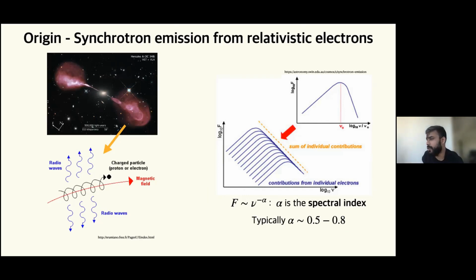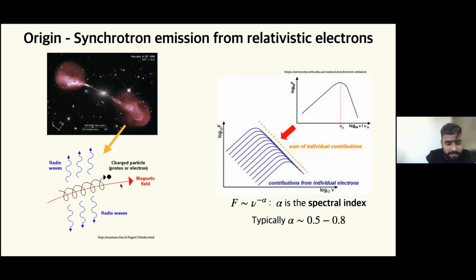Some of you might have studied synchrotron emission in your electrodynamics course by now, and some of you will, but the broad idea is that you have a relativistically moving charged particle, in this case an electron. If it's in a magnetic field, by synchrotron theory and Larmor's formula, you can evaluate how a charged particle moving in a magnetic field will emit electromagnetic radiation because it's accelerating. In the case of synchrotron emission, the radiation we see here is radio waves, although it can even go to higher frequencies.